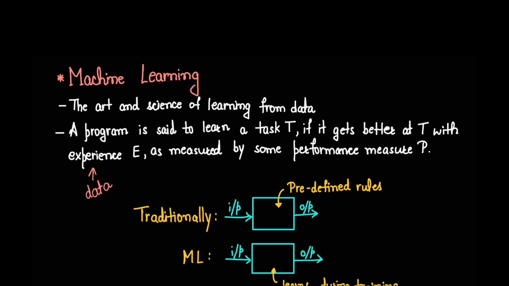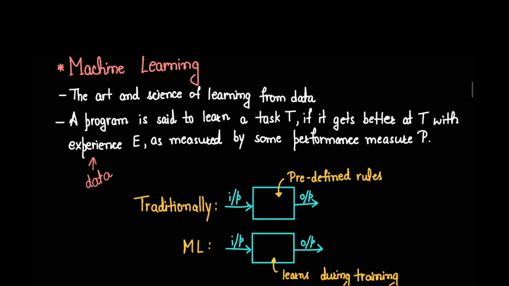Now, we need to quantify this process of learning. How will we say that our model has learned or not, or how much it has learned? So, we introduce some performance measure to measure how much it has learned. Now, this quantification varies from situation to situation, from model to model, but the general idea is that we need to quantify it. Now, the traditional approach is that we have some input and we have some predefined rules, and these predefined rules are applied on our input to give us some output. This is in general how our algorithms work.